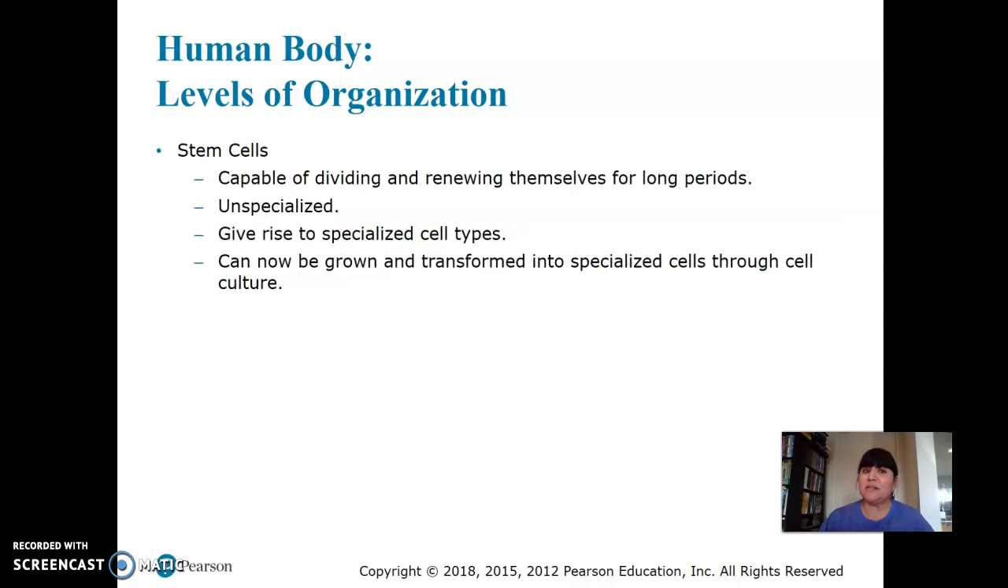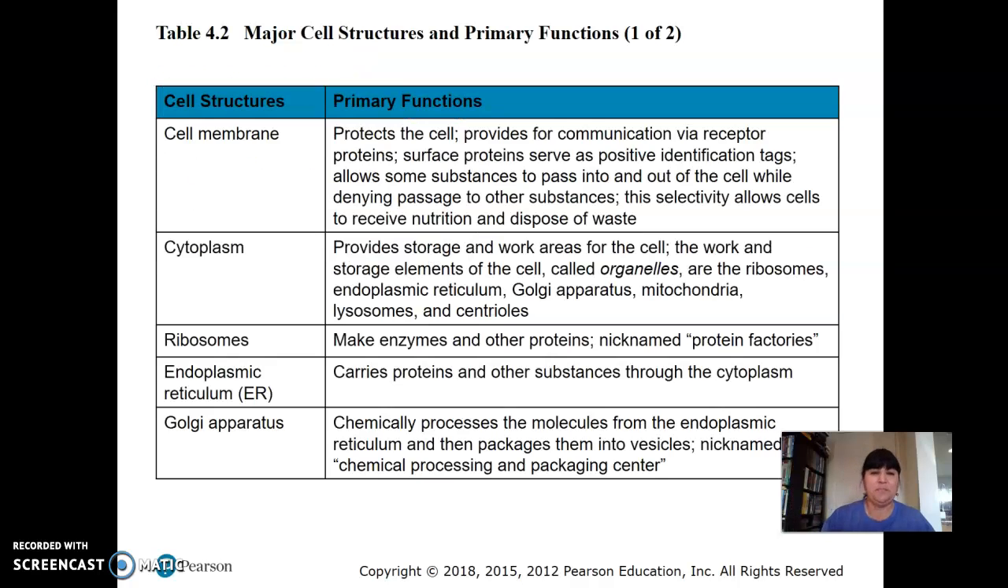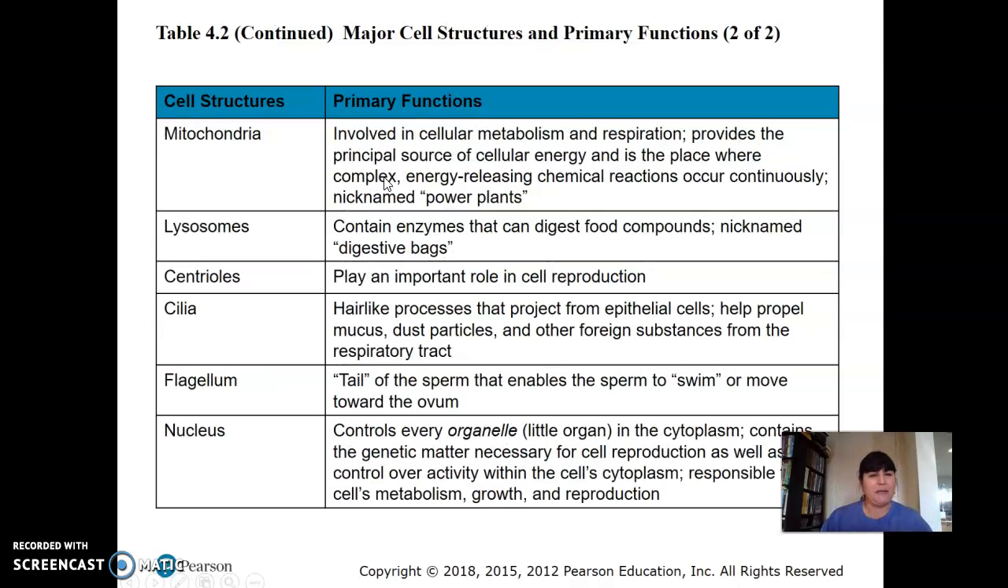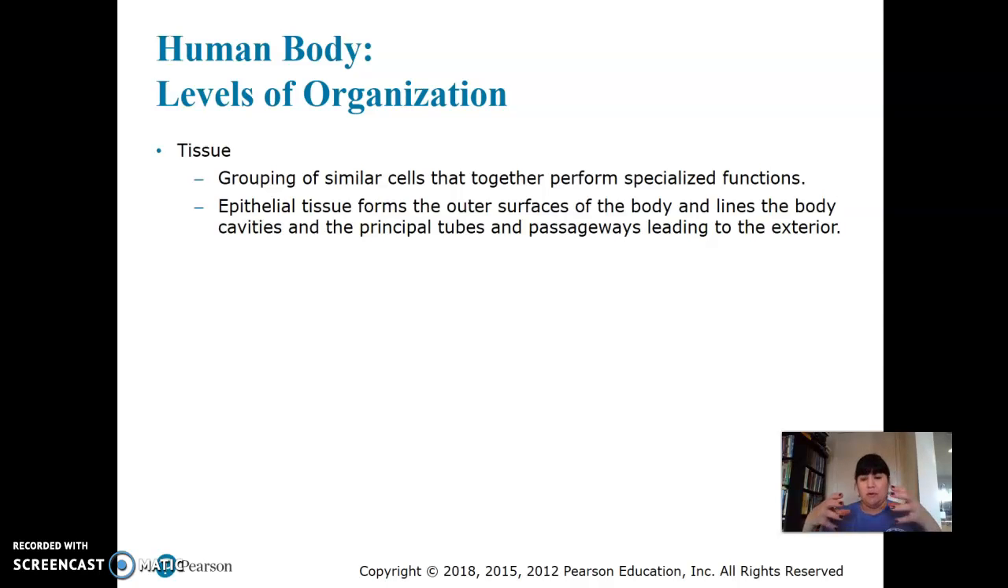So stem cells, those are cells that can bring about future cells, right? It says unspecialized, give rise to specialized cell types, can now be grown and transformed into specialized cells. So you hear about stem cells, they're really important because they can become different cells. Okay. So here's that table I was talking about. It talks about the structures and their function. And I just want you to get an idea, a generalized idea. Mitochondria, lysosomes, yeah.